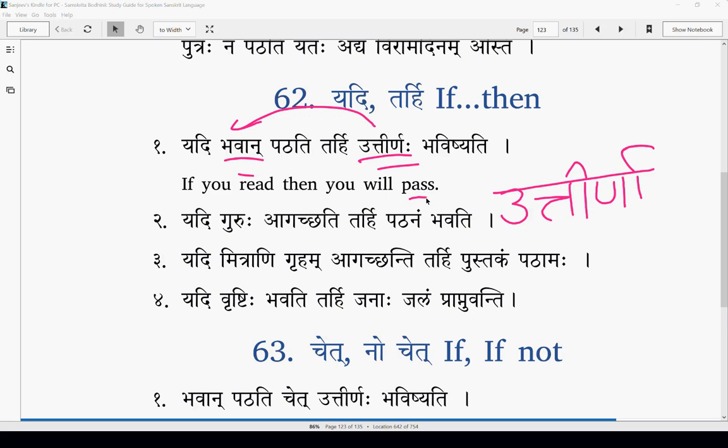Then यदि गुरुः आगच्छति तर्हि पठनं भवति. Next one: यदि मित्राणि गृहं आगच्छन्ति तर्हि पुस्तकं पठामः. Last one: यदि वृष्टिः भवति तर्हि जनाः जलं प्राप्नुवन्ति.